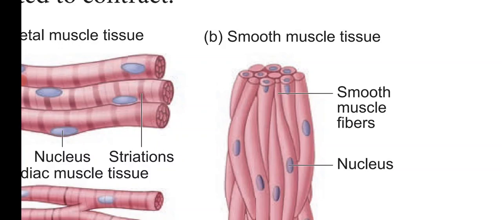The walls of the internal organs such as the blood vessels, stomach and intestine contain this type of muscle tissue. Smooth muscles are involuntary as their functions cannot be directly controlled. Unlike the skeletal muscles, they cannot be controlled by merely thinking. So this is about the smooth muscles.